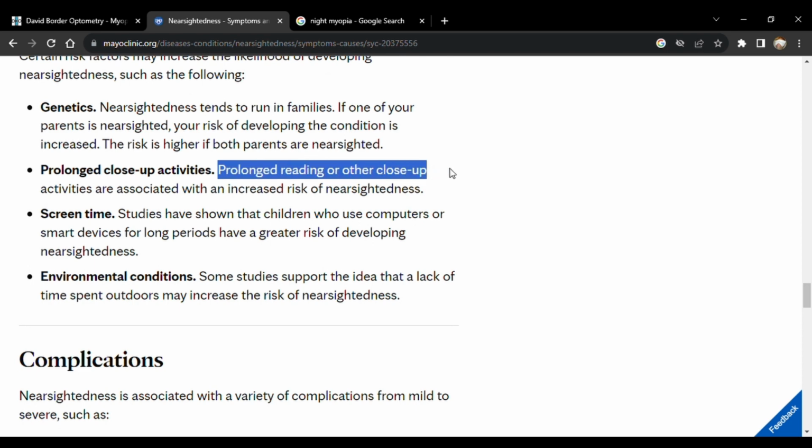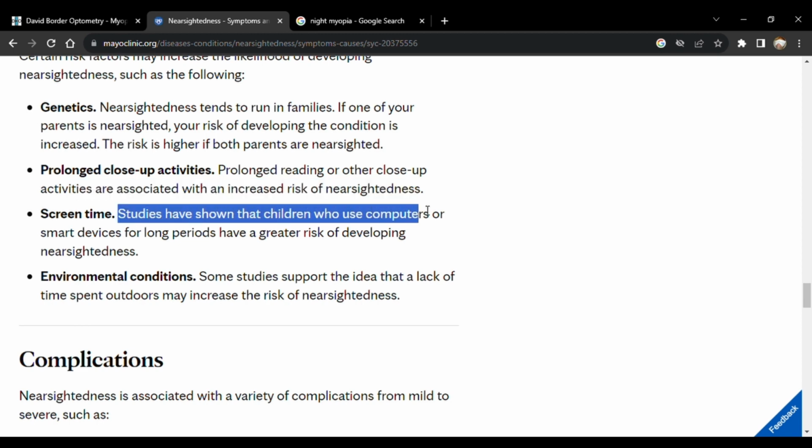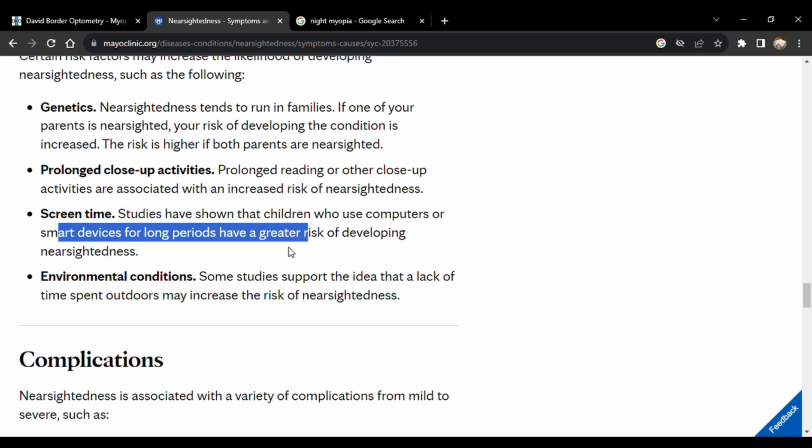If you do a lot of up-close activities, a lot of reading, that's associated with an increased risk of nearsightedness. I think that kind of goes along with screen time. I don't make a distinction between what you're looking at up close, whether it's a book, a paper, a stamp, a cell phone, or a tablet. But it's an interesting idea that when you have a stamp collecting hobby and you set that down, you may walk around or go for a jog.